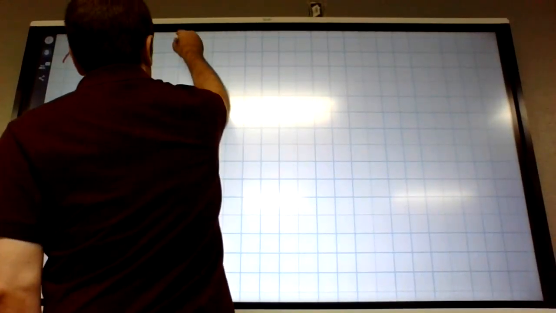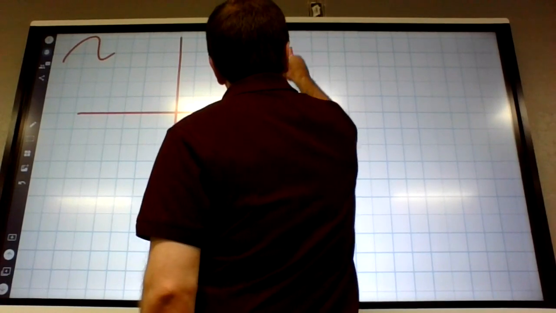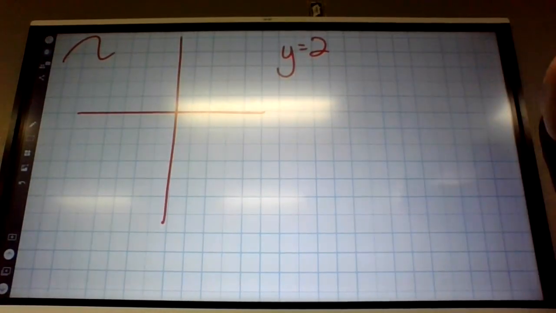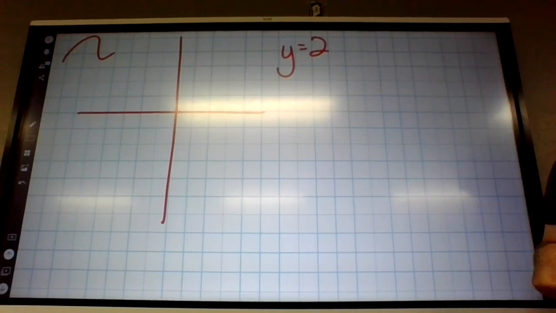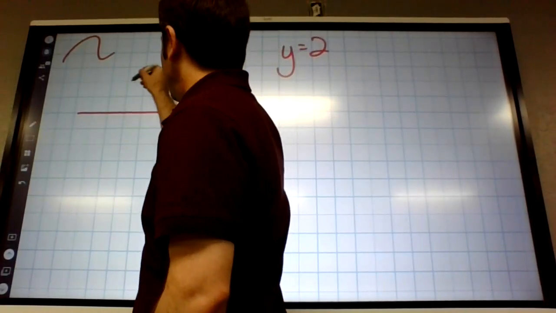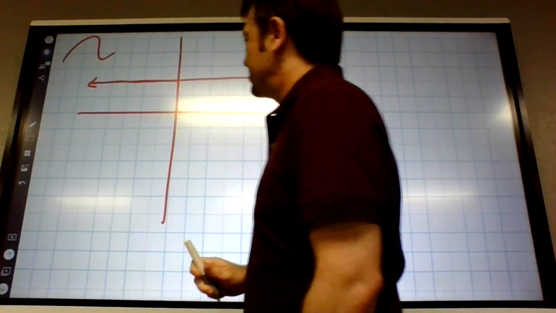Let's start with the ones you should know already, hopefully. What's the graph of y equals 2 look like? Horizontal. Horizontal line 2. You go up to 2 on the y-axis, and yeah, it's horizontal, so it looks like that, y equals 2.